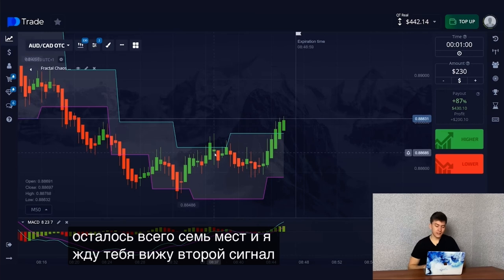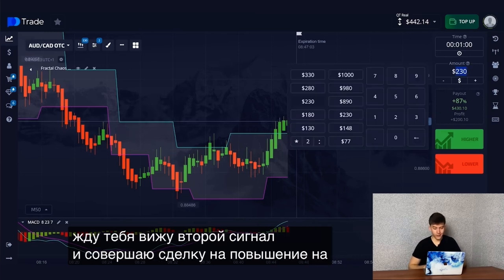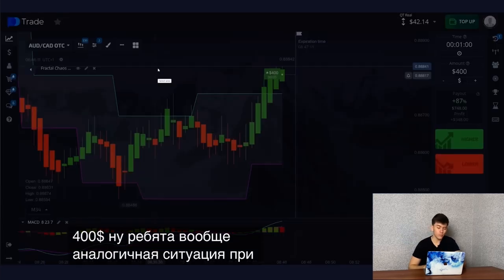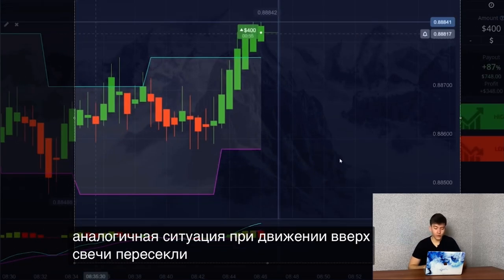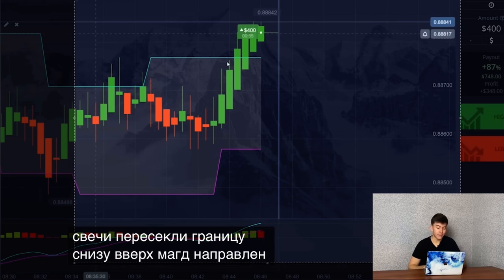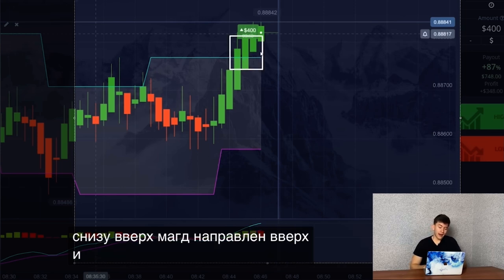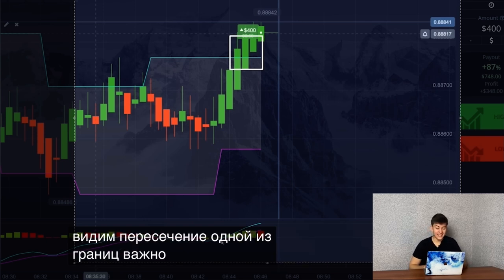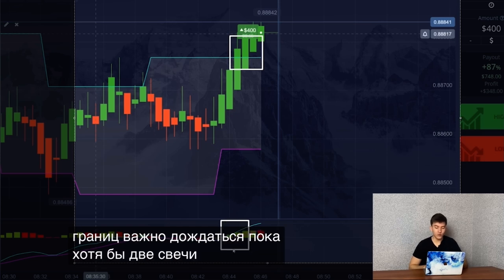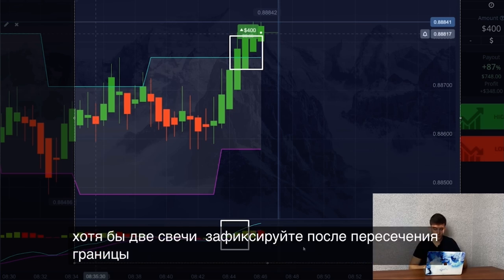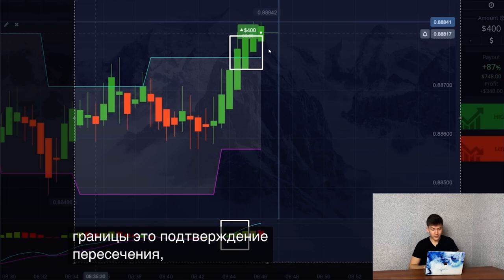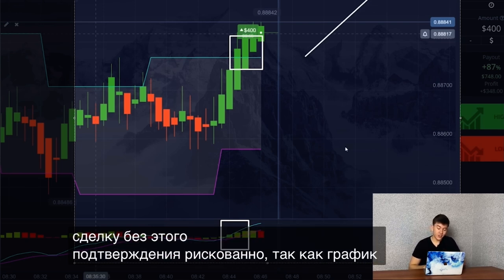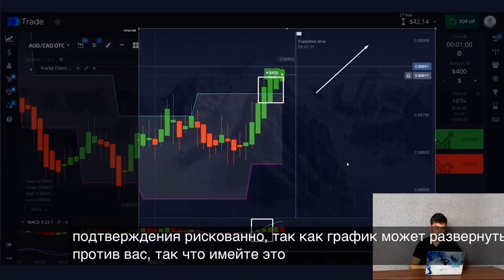I see the second signal and I make an upward trade for $400. Well, guys, actually this situation is similar, with an upward movement. The candles have crossed the border from bottom to top. MACD is directed upward. And I forgot to add, guys, that when we see the intersection of one of the borders, it is important to wait for at least 2 candles to fix after crossing above the border. This is the confirmation of the intersection, and it is risky to make a trade without this confirmation, as the chart may turn against you, so keep that in mind.